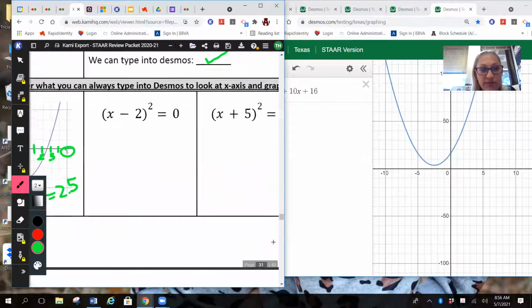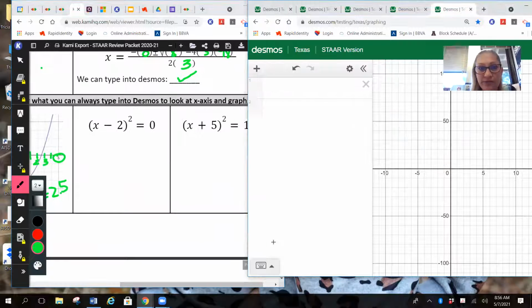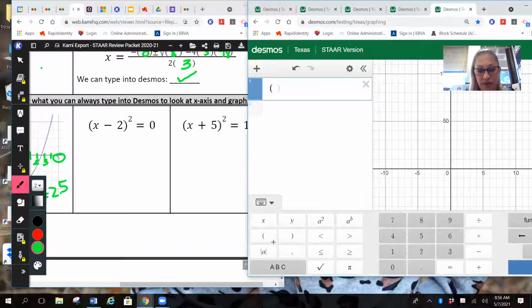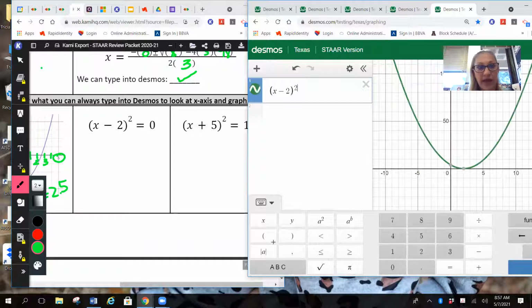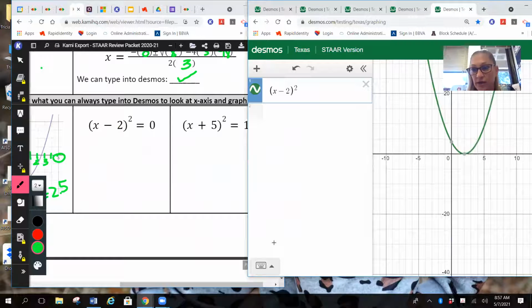For this question, we're going to type it into Desmos. It's set equal to 0. I can type it into Desmos. And I can see right here, it does touch the x-axis at +2.